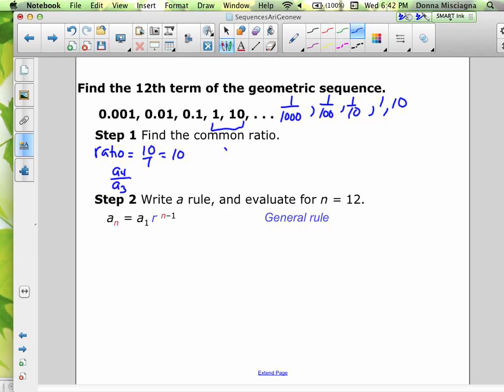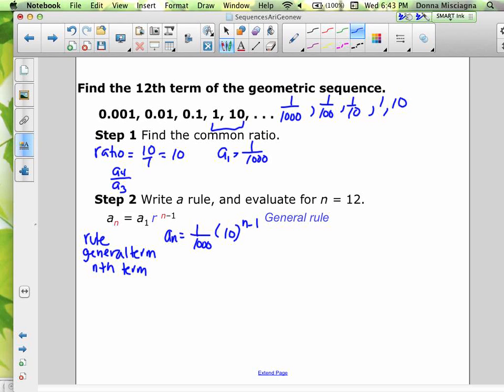Our first term in our sequence is 1/1,000. So now we can write the rule, right, and then evaluate for n equals 12. Remember, when we write the rule, we don't substitute for n. It's only when we're evaluating for a specific term that we fill in the n. So here's our rule, and it also could be called the general term or nth term. Right, so we have an equals A1, which was 1 over 1,000, and then times our common ratio, which was 10, to the n minus 1 power.